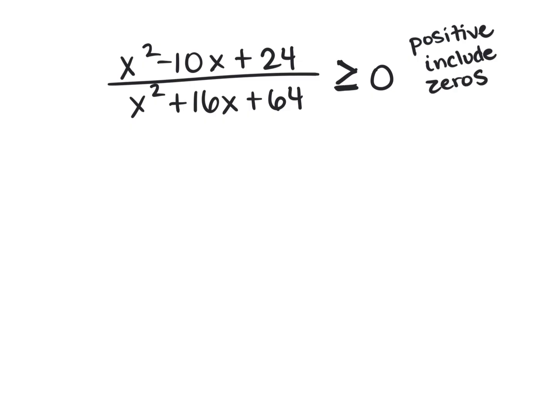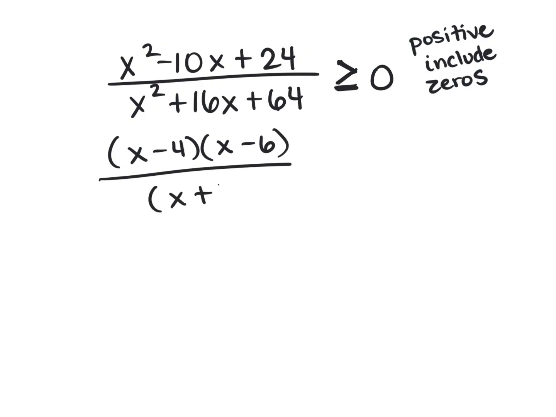So I'm going to go ahead and factor. Factoring the top, we get x minus 4 times x minus 6. And factoring my bottom, I have x plus 8 quantity squared. I'm writing it that way because anytime I square something, I end up with a positive. So what that does for me is I don't have to put my test values into the denominator, because it doesn't matter what I get. When I square it, it becomes positive.